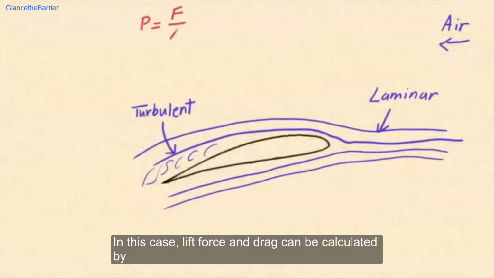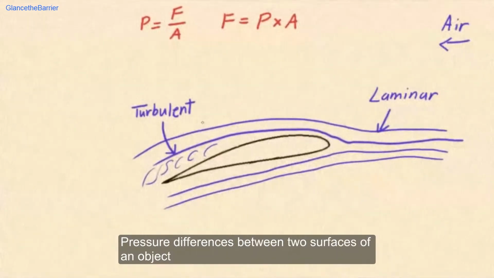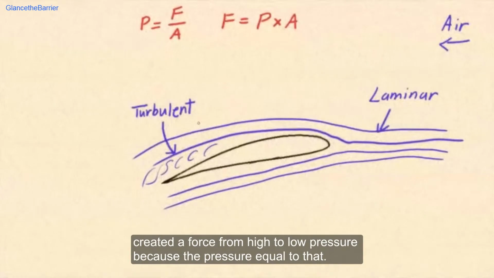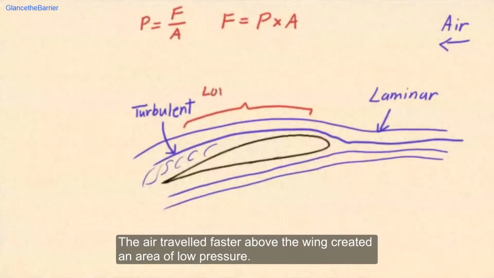In this case, lift force and drag can be calculated by the formula F equals P times A, or P equals F over A. Pressure differences between two surfaces of an object create a force from high to low pressure. To identify where the areas of high and low pressure are, the air traveling faster above the wing creates an area of low pressure.